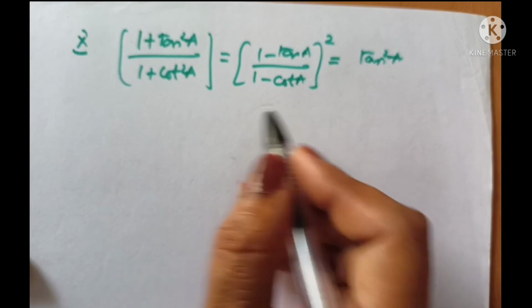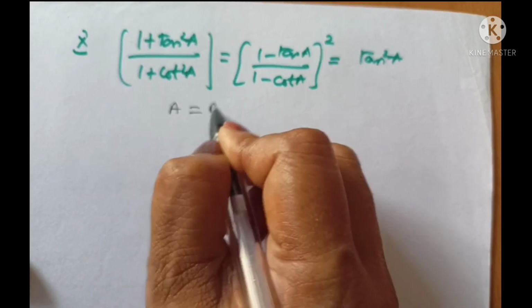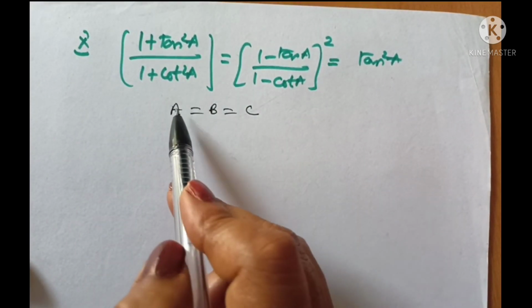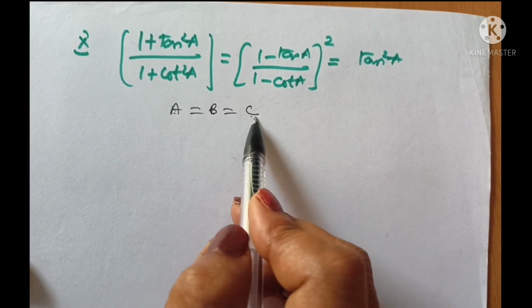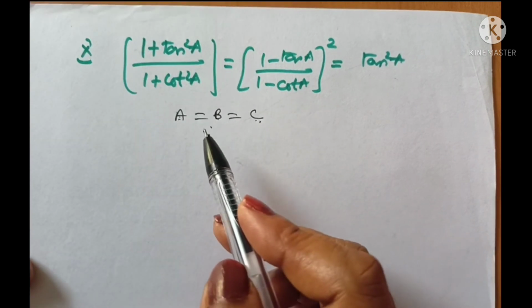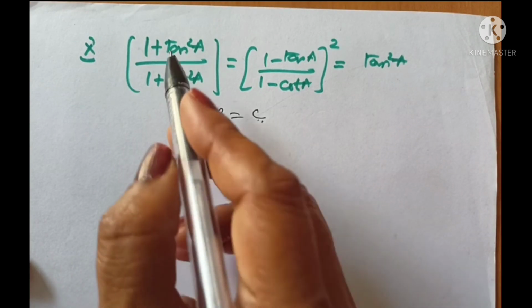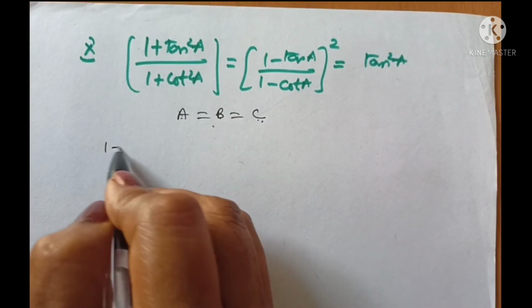In 10th part, we are required to prove 3 things. A is equal to B is equal to C. So we may prove A is equal to B, or we may prove A is equal to C and B is equal to C. So A is equal to B will be automatically proved. So let us start. Let us consider the first part.